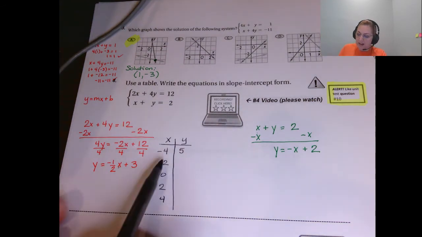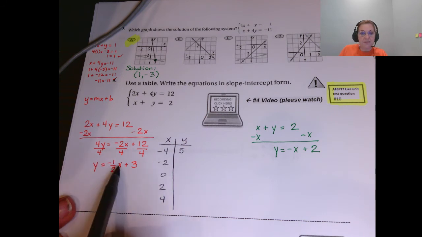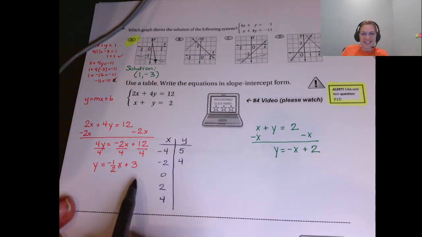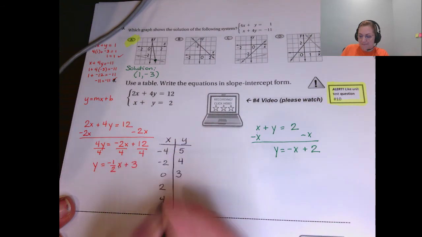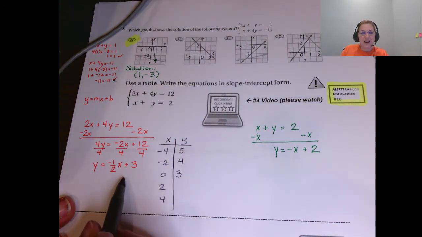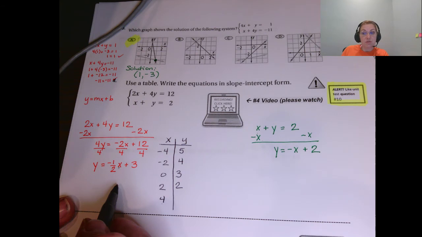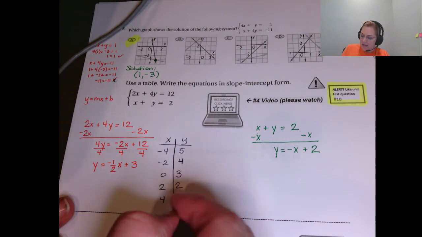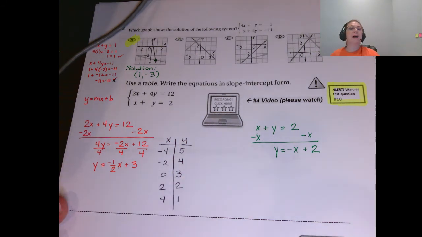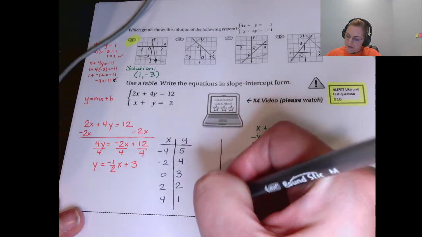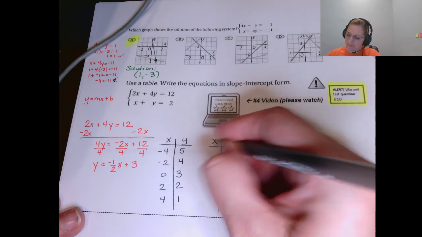Okay, do the same thing with negative 2. Negative 1/2 times negative 2 is positive 1, plus 3 is 4. You're getting the idea. I hope you're picking up on the pattern, right? Negative 1/2 times 2 is negative 1, plus 3 is 2. And negative 1/2 times 4 is negative 2, plus 3 is 1. So there's my table for the first equation.